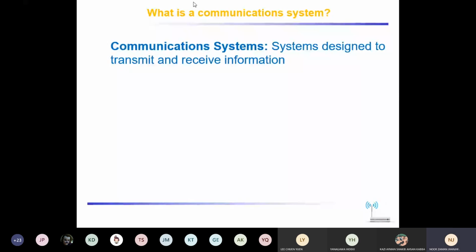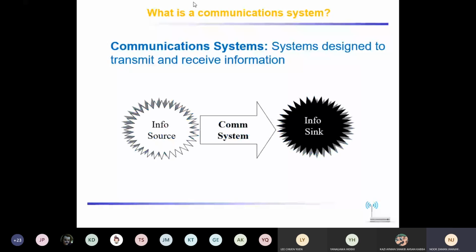So the communication system is designed to transmit and receive information. They need to have input, and they need to have output as well. That is the system. They need to process the input data, the input information, and produce the output. So this is the communication system: information source, then communication system, and then information sink. I'm the information source.